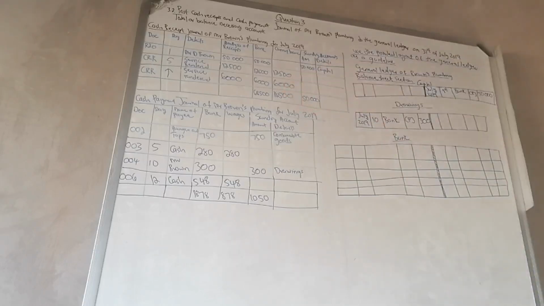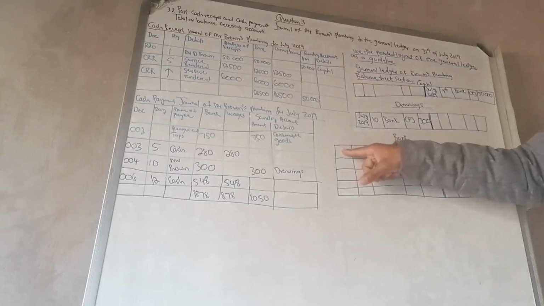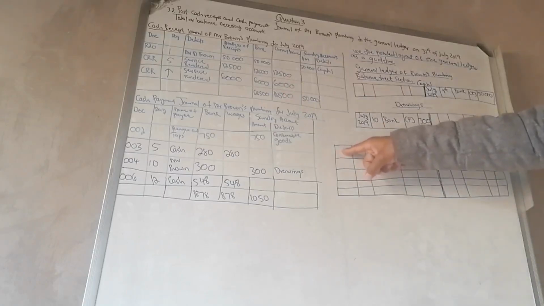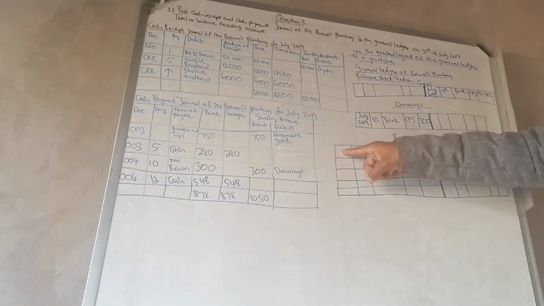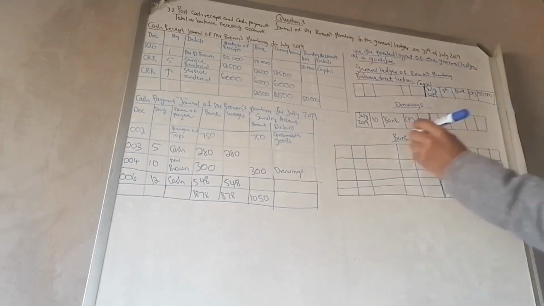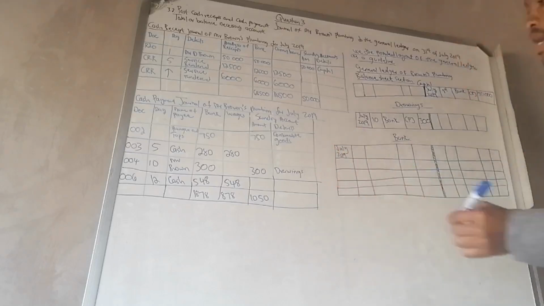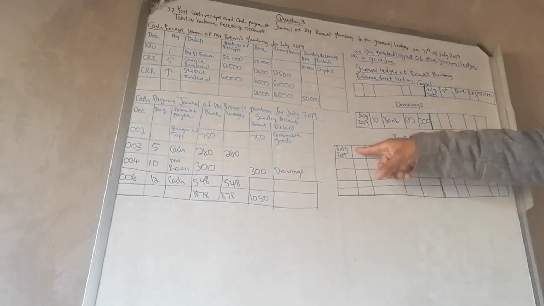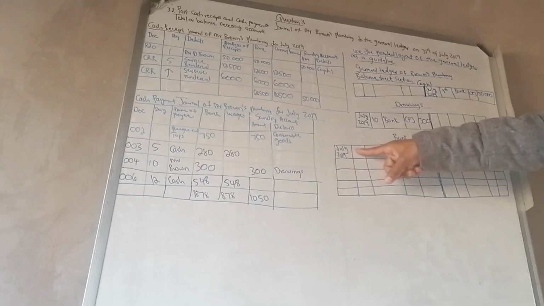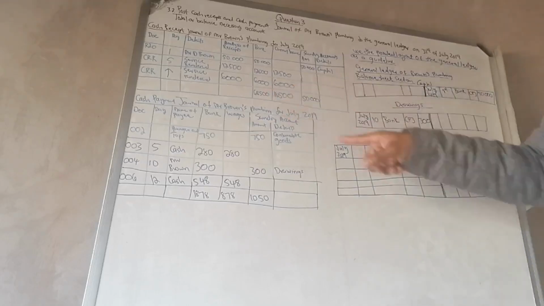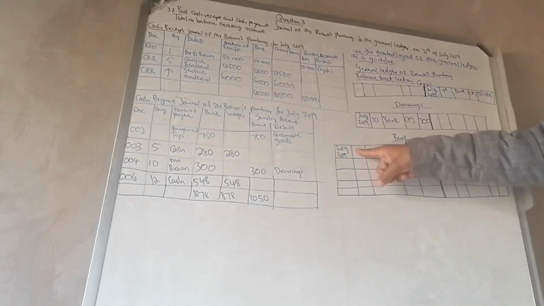So how do we write the month? Which month is this? July 2019. Now the day. What was the day? That amount totals 68,500. What is the date there?